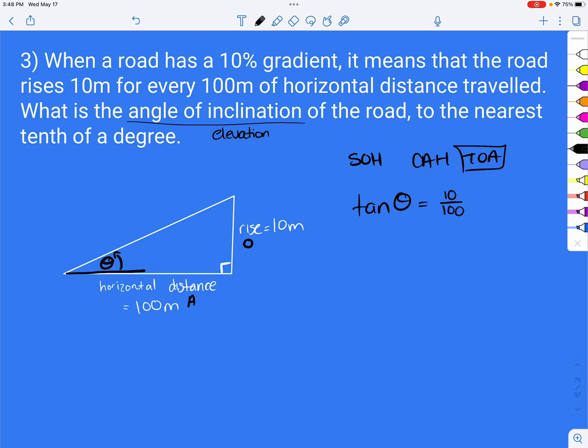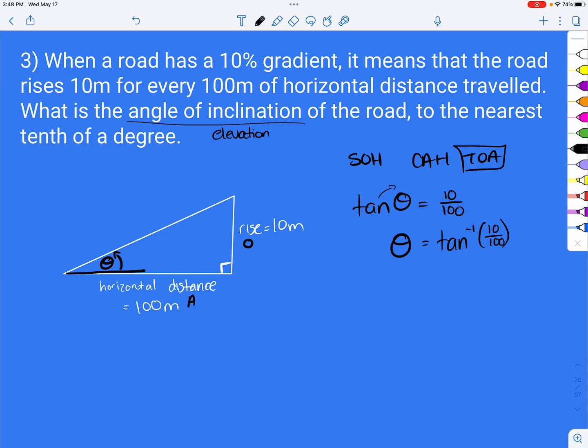If you want to reduce that fraction to 1 over 10, you absolutely can. Now you'll get the same answer either way. I want to get theta by itself. So remember, this is what we looked at last week. To get theta by itself, we want to get rid of tan. And to get rid of anything in an algebraic equation, you do the inverse. So on your calculator, you have those tan^-1, sine^-1, cos^-1. You have the inverse trig functions.